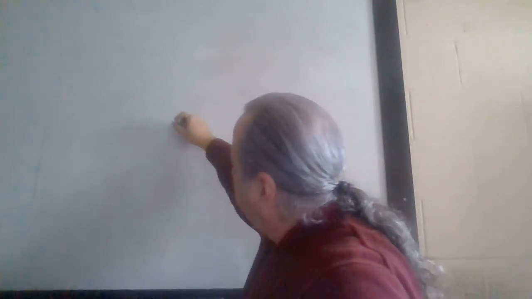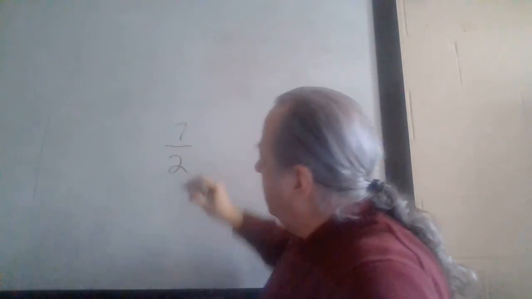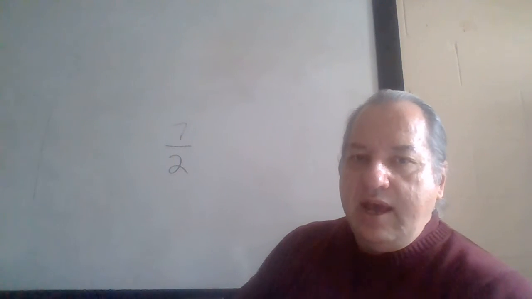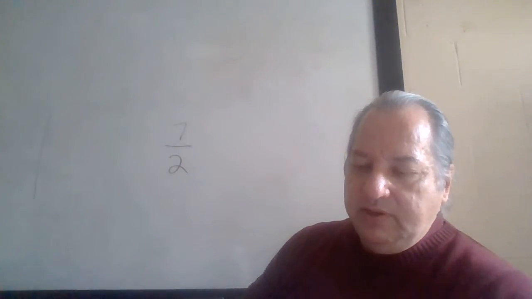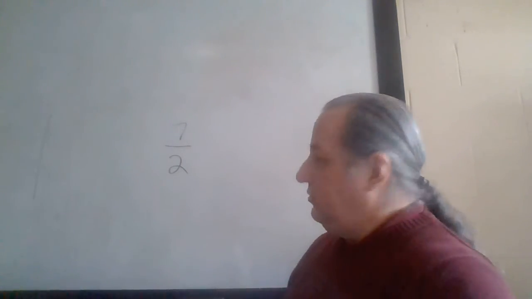All right, I am going to have you try one. Keep it fairly simple on this one. 7 over 2. Change that into a mixed number. So hit the pause button now.